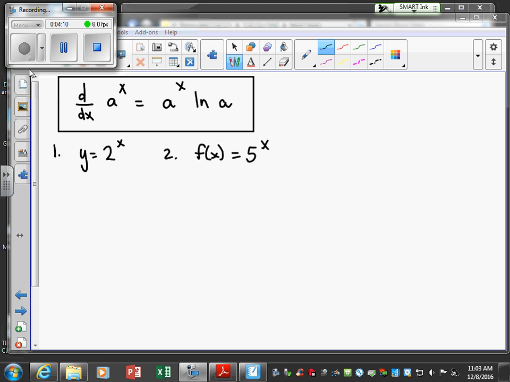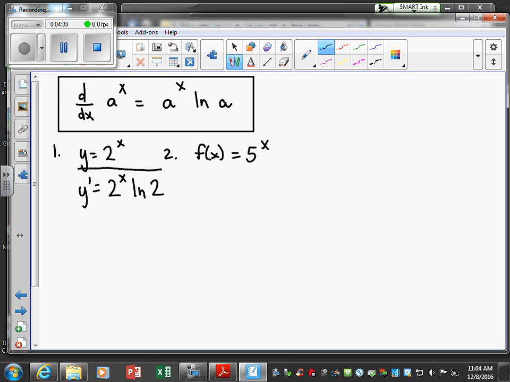Okay, so if we have a base raised to a variable exponent, the derivative of a to the x is a to the x natural log of a. So you can pause it and write those two examples down. This is our most basic case where we just have x as an exponent. Y prime is going to be a to the x, and then natural log of a, so that'll be natural log of what? 2. Good. And over here, f prime of x is just going to be 5 to the x, and then we'll have the natural log of a. In this case, a is 5.